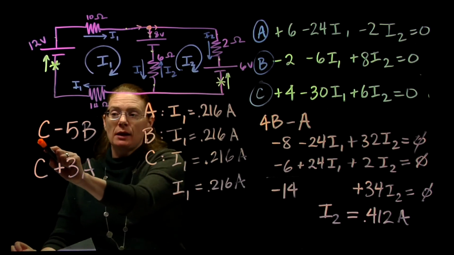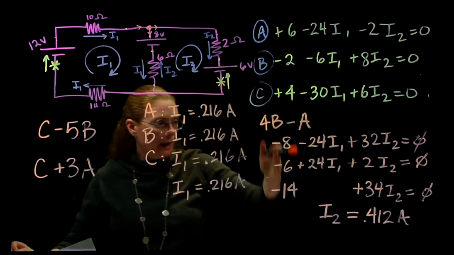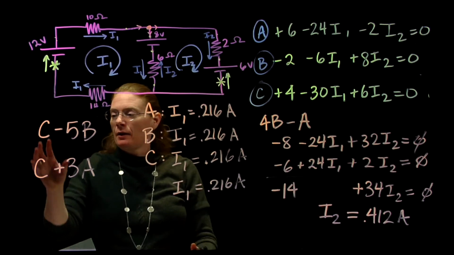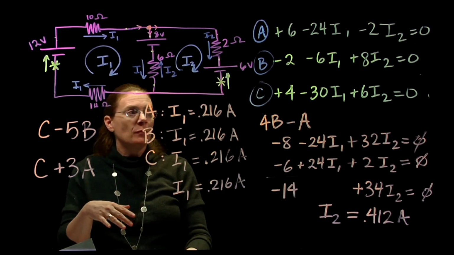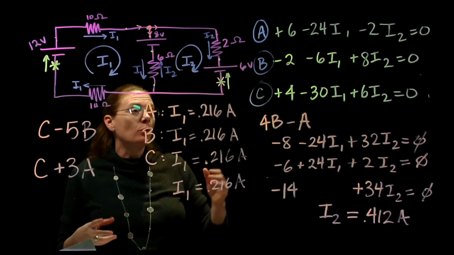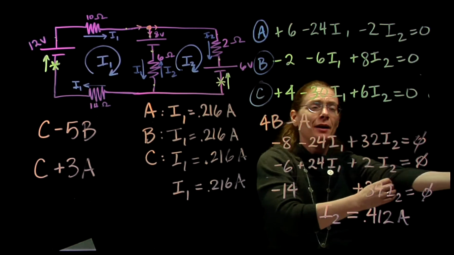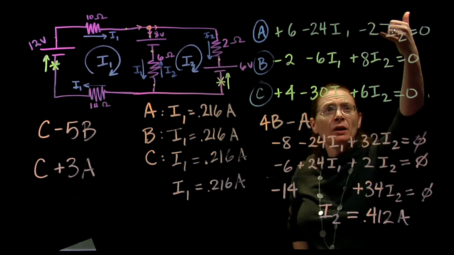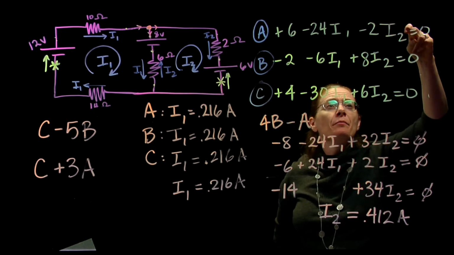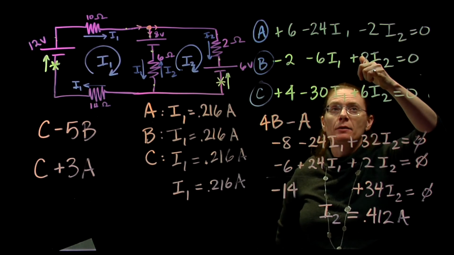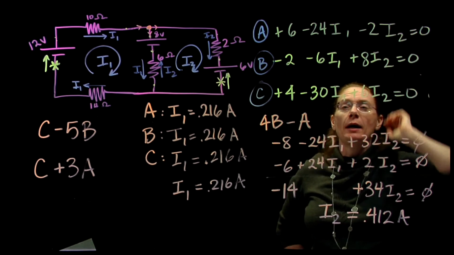Rewrite the equations, C minus 5B, add up all the columns. You should be able to solve for one of the currents. Try another one, C plus 3A. Or try making up one of your own, because there's tons of different variables here. You've got lots of choices. You could multiply this equation by 4 and then add it to this one. That would get rid of I2.